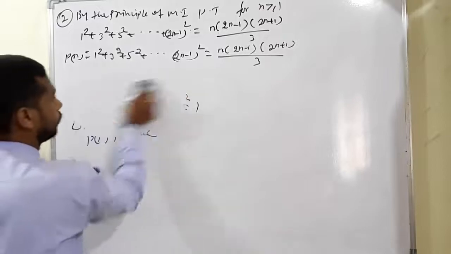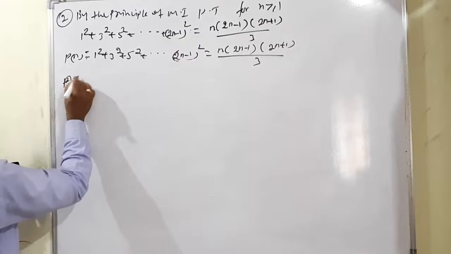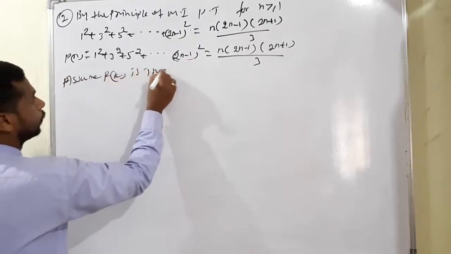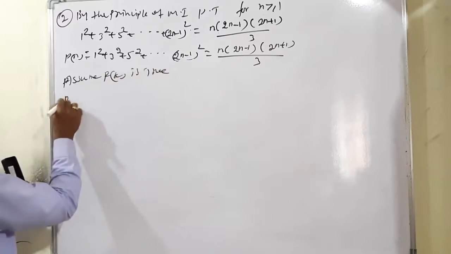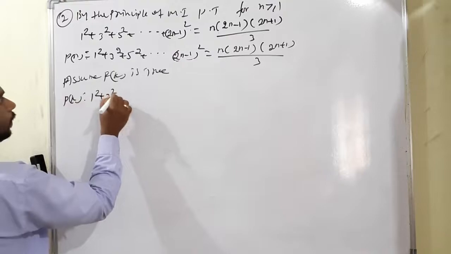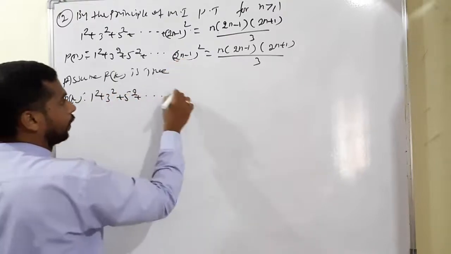Assume P of k is true. What will happen? P of k is true means 1 square plus 3 square plus 5 square plus dot dot dot plus, instead of n, you can take it 2k.